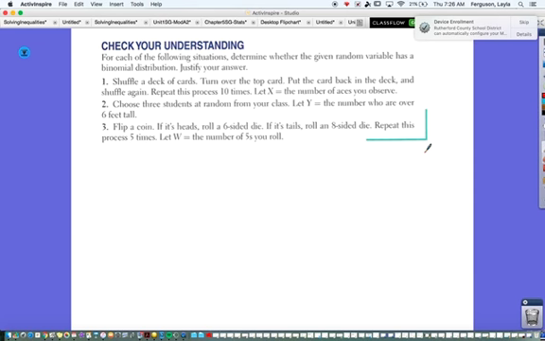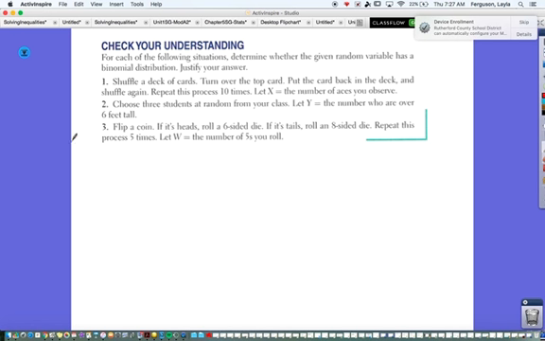Check your understanding. For each of the following situations, determine whether the given random variable has a binomial distribution. Justify your answer. So for number 1, it says shuffle a deck of cards, turn over the top card, put the card back in the deck, and shuffle again. Repeat this process 10 times. Let x equal the number of aces you observe. Alright, so for number 1, you're going to have to go through BINS.